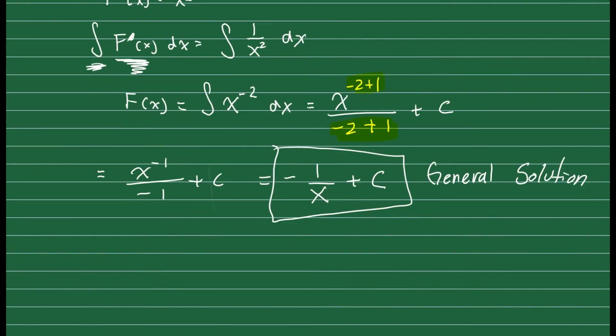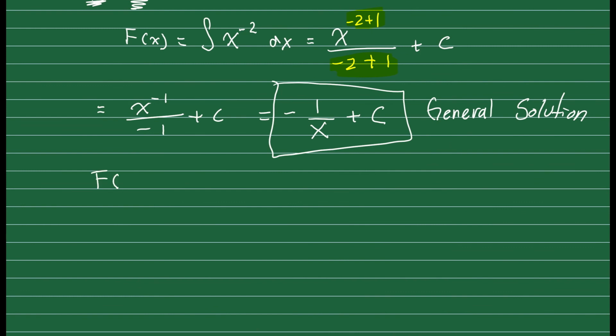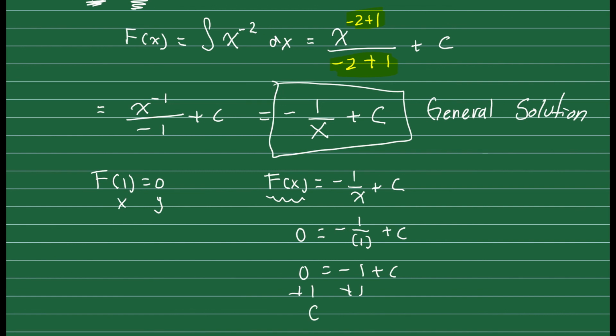Well, we know that F of 1 is equal to 0. So since F of 1 is equal to 0, that means that this is x and this is y. And we know that F of x is equal to negative 1 over x plus c. All right, and this is my y value. 0 is equal to negative 1 over 1 plus c. 0 is equal to negative 1 plus c, add 1 and add 1, and c is equal to 1. All right, so then what is my particular solution? My particular solution, F of x, is equal to negative 1 over x plus 1.